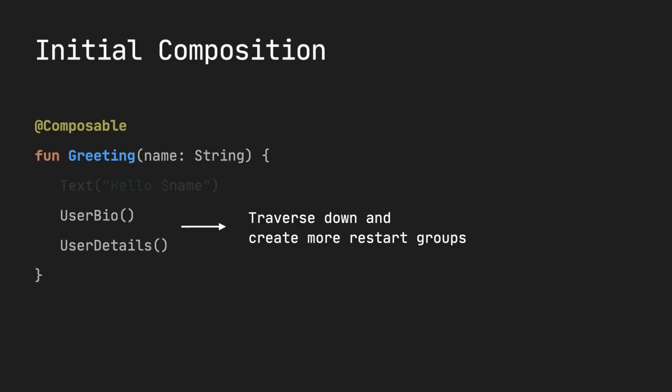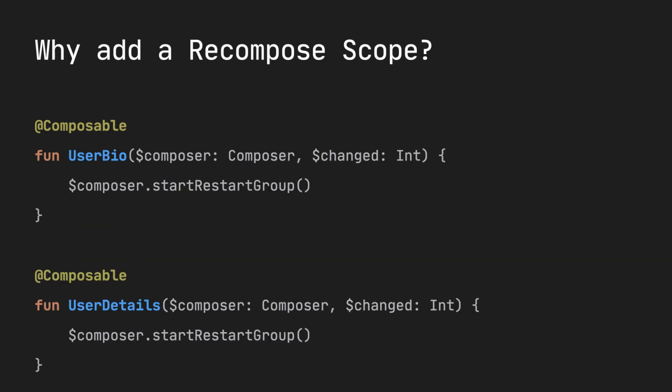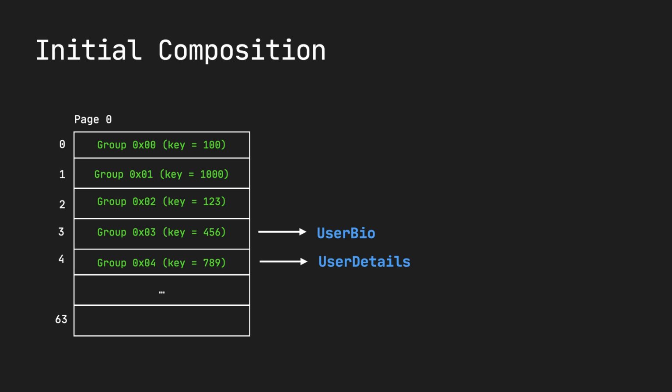And as the function body is being executed, it is going to then call other composable methods that are part of the hierarchy, like user bio, user detail. It has to traverse down and create more restart groups. So it's going to go into user bio and create a restart group for that, and also create a restart group for details. And once it goes from the top to the bottom, it's going to have a group address space just like this, where you have more groups with keys in them. And group number 3 and group number 4 represent user bio and user details respectively.